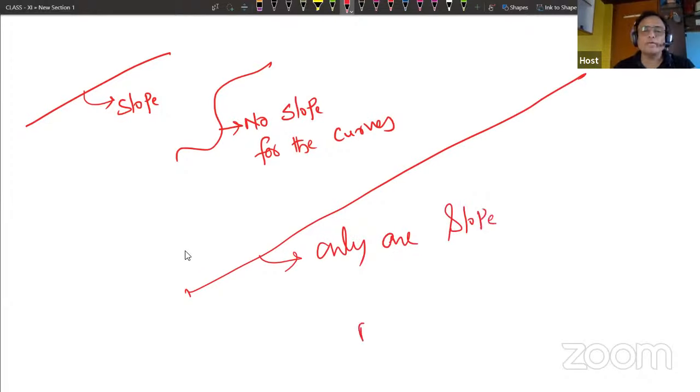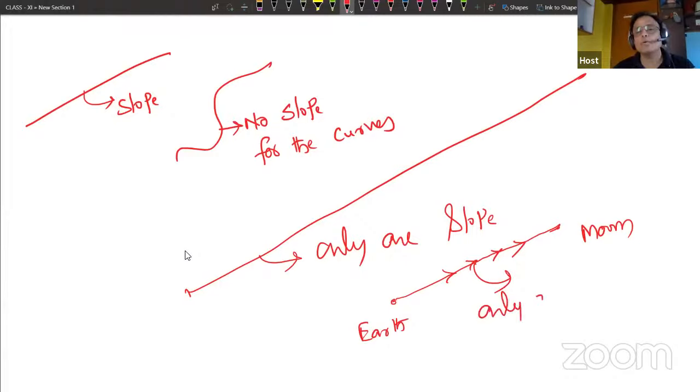Like if there is the earth and here it is the moon, between earth and moon there exists only one line, and definitely this line will have only one slope. Every line has only one slope, my dear children. But slope never depends on the length and size of the line. It's like a surname. Every male will have only one surname from birth to death. Like that, every line has only one slope.